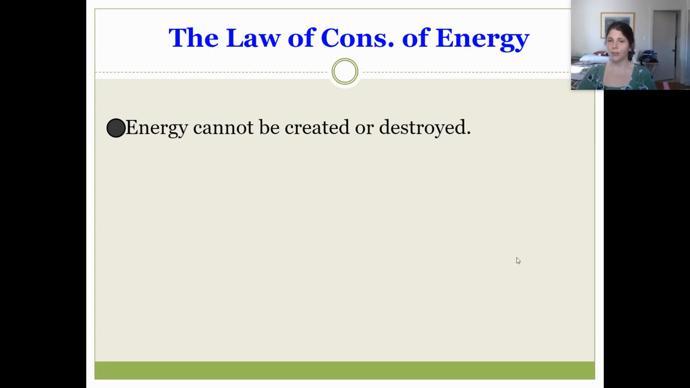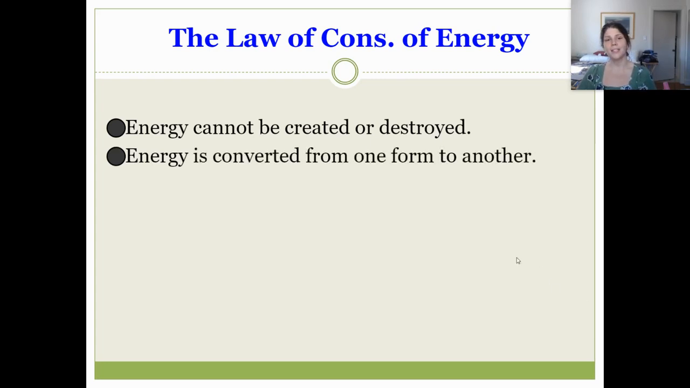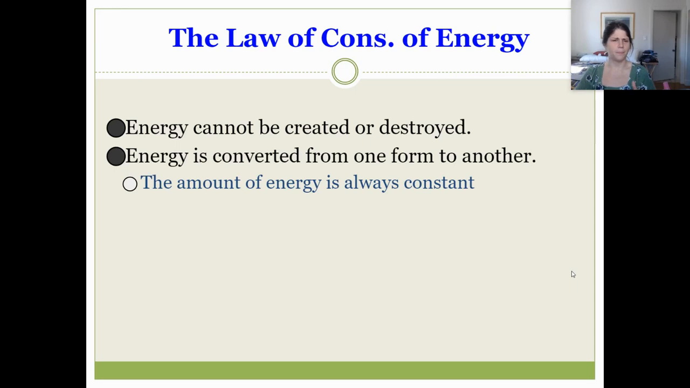So if it can't be created or destroyed, what it means is that energy is converted from one form to another form. This might be a little bit complicated, but basically the amount of energy is always constant. So when you burn something, the energy within that substance has to go somewhere. Some of that energy is going to go into the water, but some of it is not going to go into the water and it's going to spill outwards.